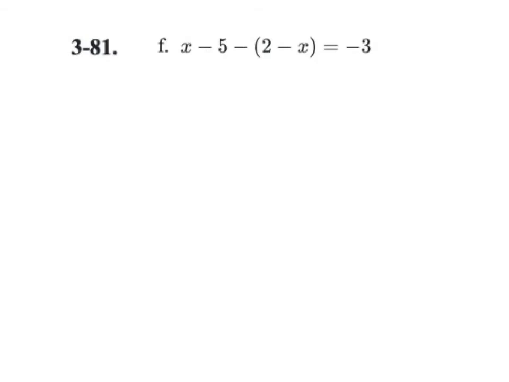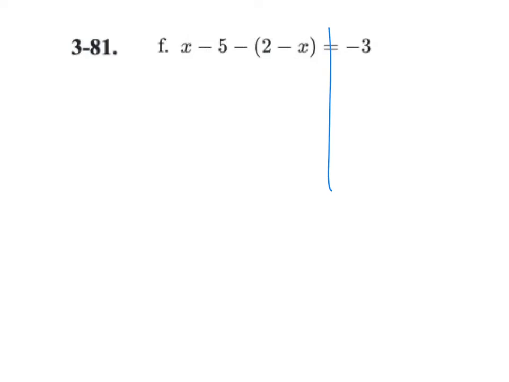And last, let's take a look at 381F. I'm going to draw my line through the equal sign here. Now the left side says x minus 5, and in the opposite region we have 2 and a negative x. And on the right hand side we have negative 3.